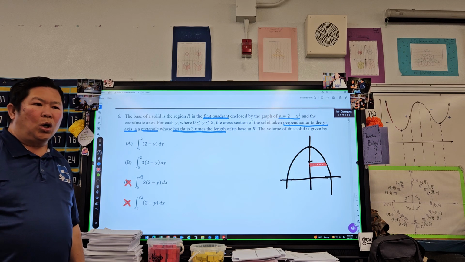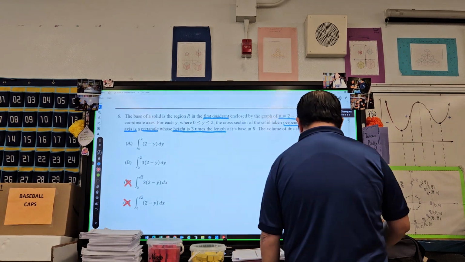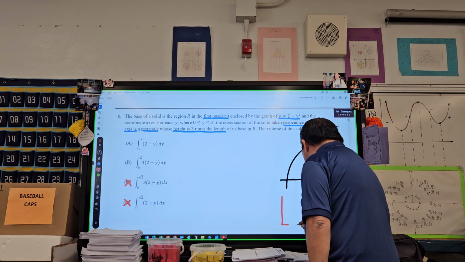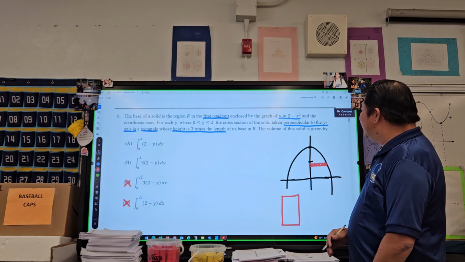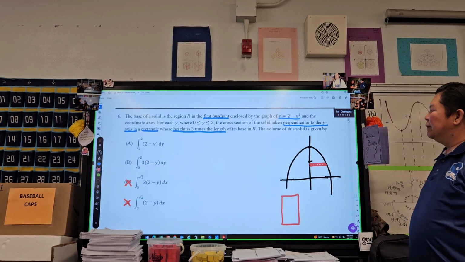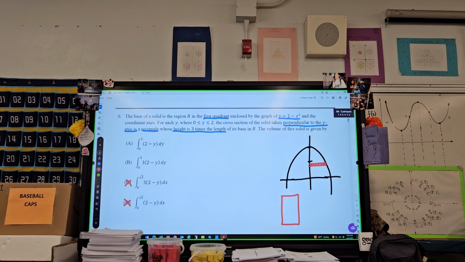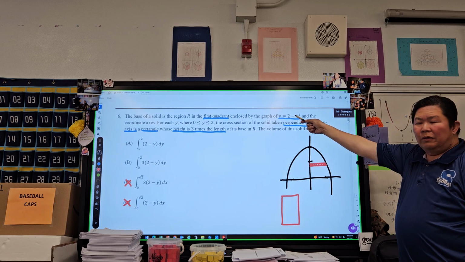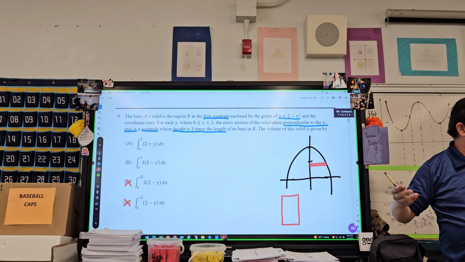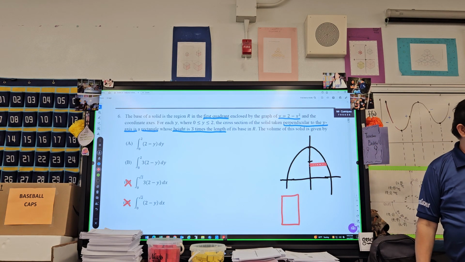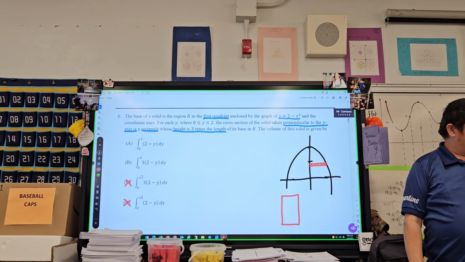And then let us draw a rectangle. Okay, what is this rectangle? If this is a rectangle, it says the height is 3 times its base. What do you mean by that? I mean 3 times our base. And then what is the given function? y equals 2 minus x squared. And then what do we do? We're going to have to change this.